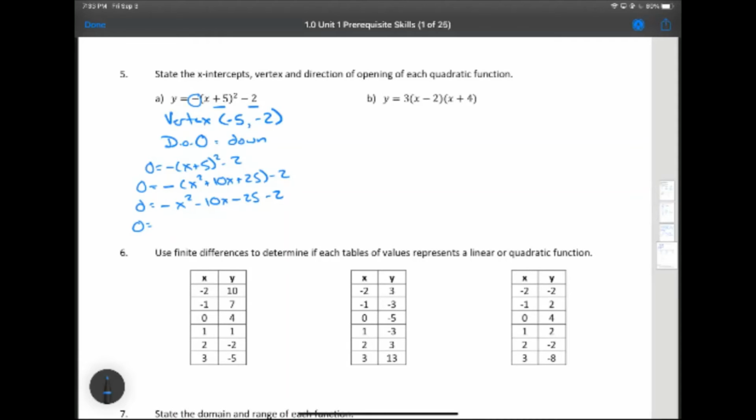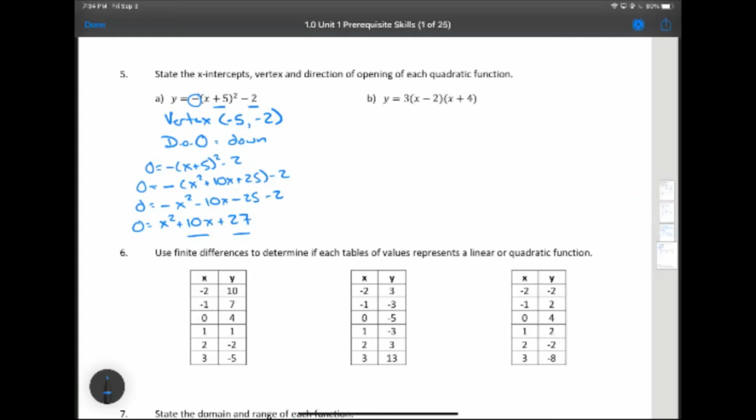Technically that's good enough, but I hate having negative coefficients in front of x squared, so I'm going to multiply both sides by negative 1. Negative 1 times 0 is still 0, and this becomes x squared plus 10x, and minus 27 becomes plus 27. So at this point, I could try to factor that if I can think of two numbers that add to 10 and multiply to 27, and there are very few things that multiply to 27. 3 times 9 and 1 times 27. Neither of those is going to work.